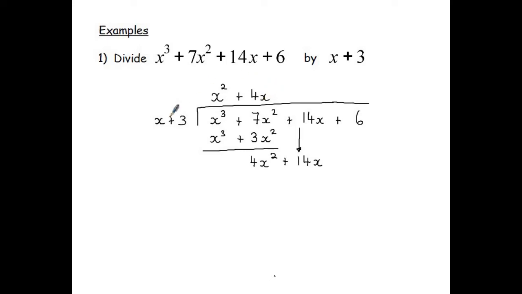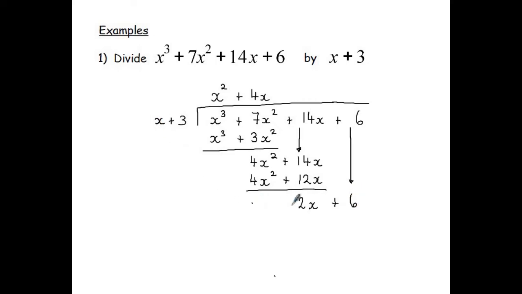And now we need to times out. So we do 4x times x first, gives us 4x squared again. And 4x times 3 gives us 12x. Again, once you've got both of these terms, you subtract. So 4x squared take away 4x squared is 0. 14x take away 12x is 2x. Again, drag this plus 6 down, ready, and we start again.